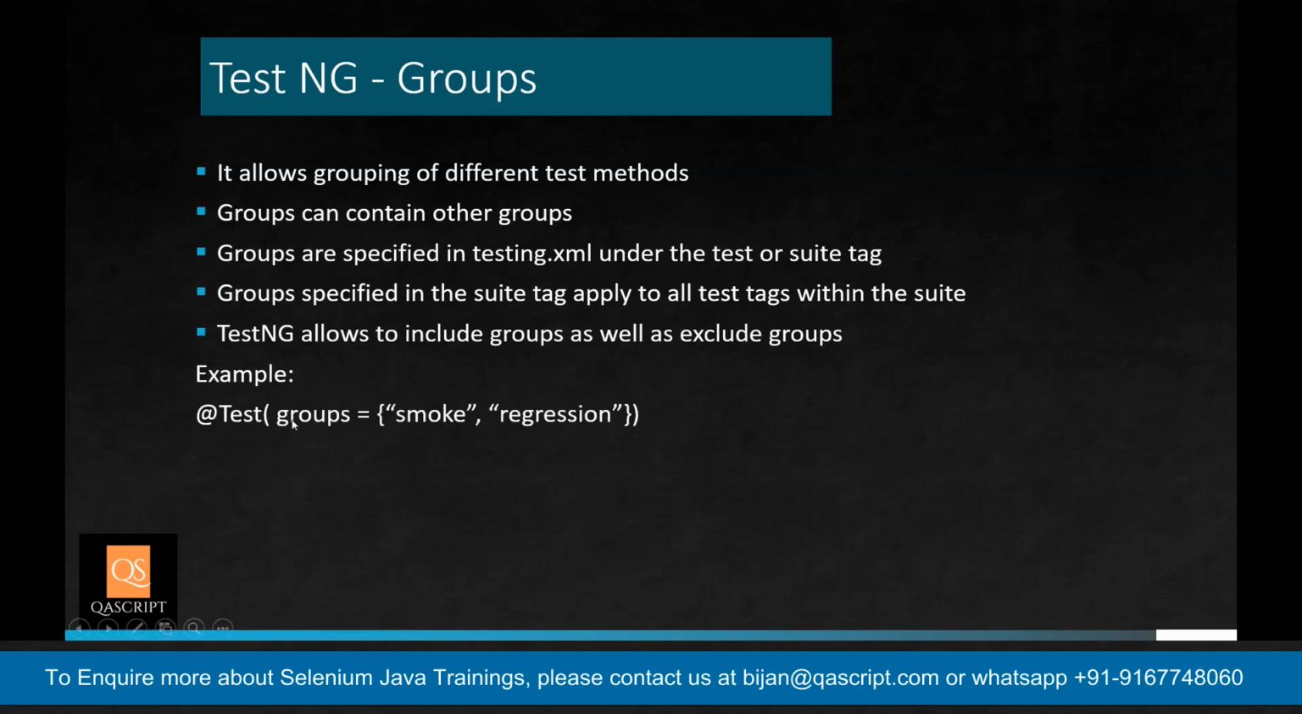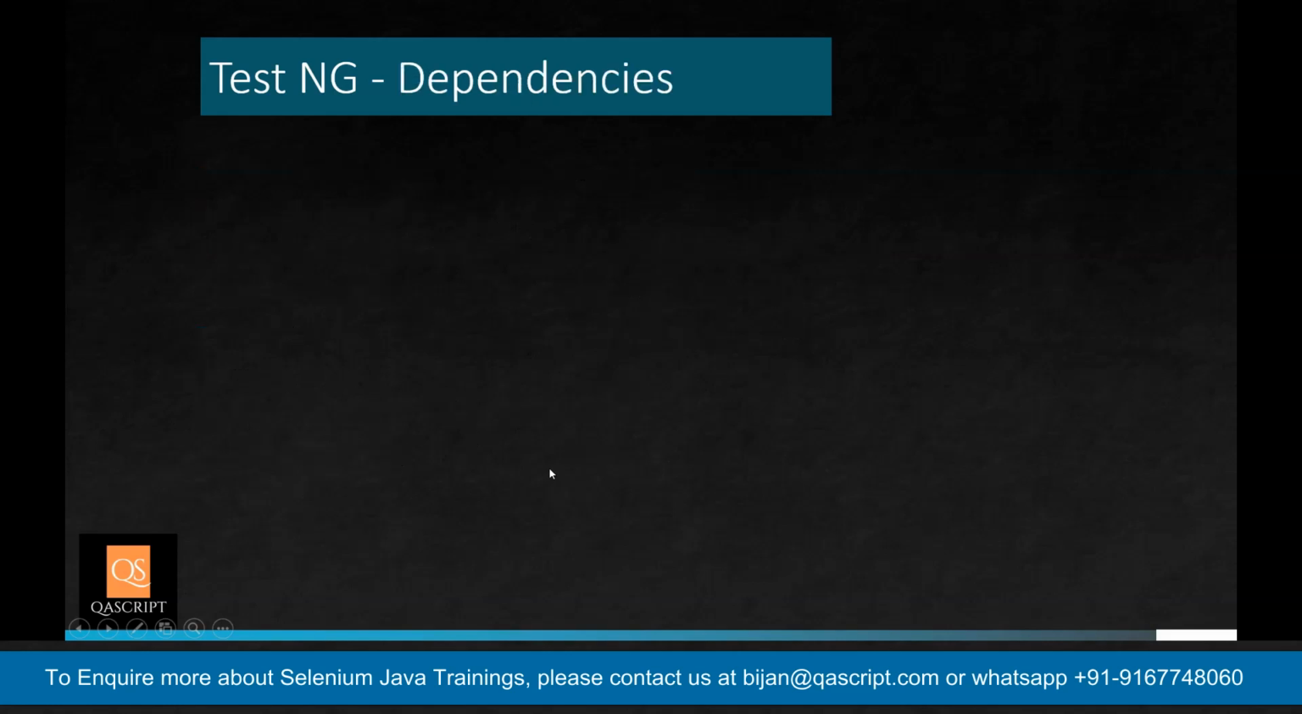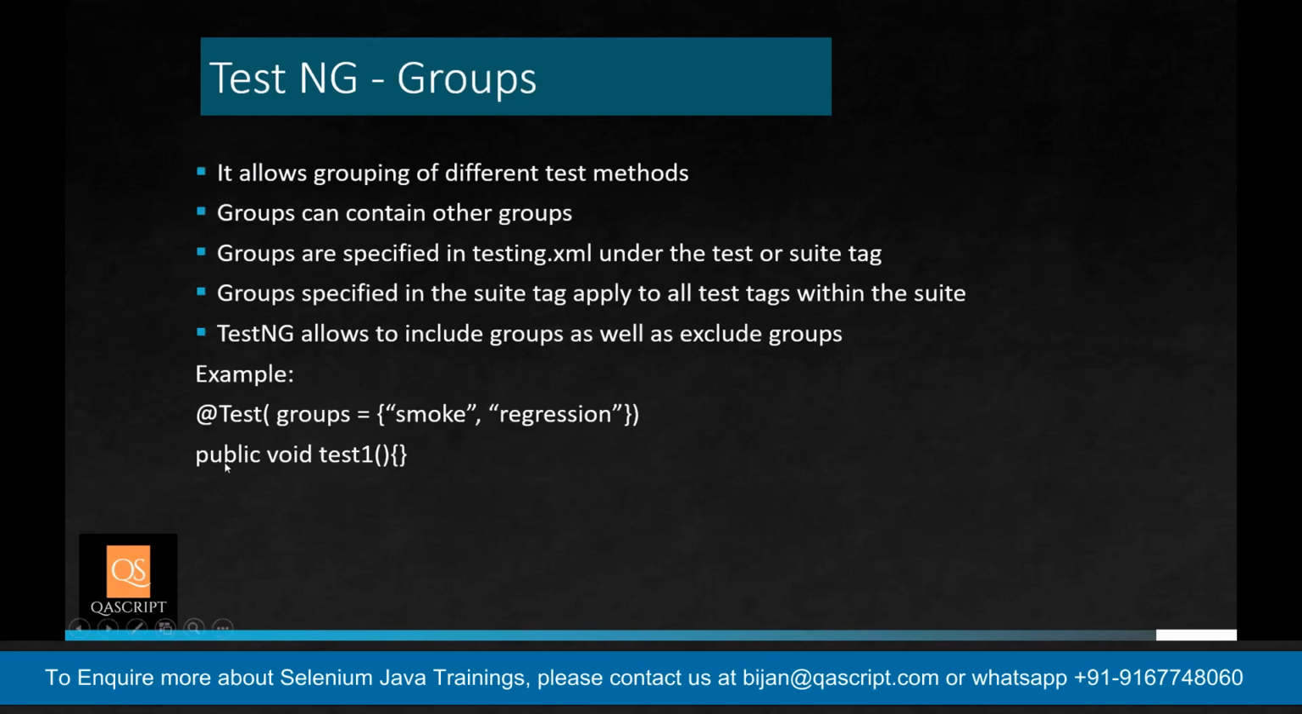Now, this is how your annotation looks. Inside the test annotation, you have to pass groups. Okay, and then inside curly braces, you can mention any number of groups for your test. If you mention just one group, it will be part of only that particular group. If you mention multiple groups, all those groups will have this particular test method. Okay, so this will be on top of the test method. So this is how a group looks.